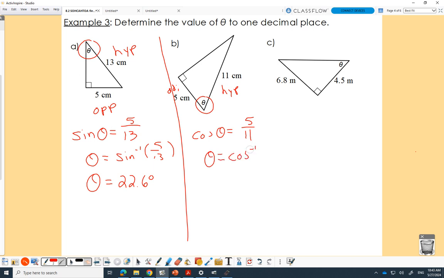Cosine inverse. He's saying it right. I encourage you to call it cosine inverse. I know it's a -1, but the -1's going to mess with your brain and make you think something weird's going on. It's just the symbol. And what did you get? 62 point 9? It rounds to 63. Oh, let me check.